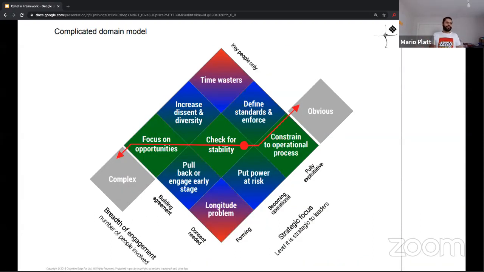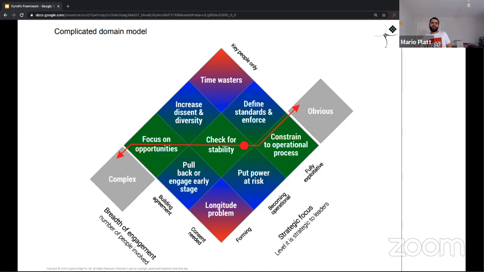Okay, so let's move on to the complicated domain. So the complicated domain is where we have expertise and analysis, right? So the two dimensions here are breadth of engagement, so the number of people we involve, and also the strategic focus. So not necessarily strategic focus for the company, but strategic focus for us as the security leaders, right? So the rule of thumb here for leaders is that when you can move out of the complex domain and constrain the problem so it's complicated, ideally you want to be delegating this to either your junior managers or to your other team members, generally speaking.